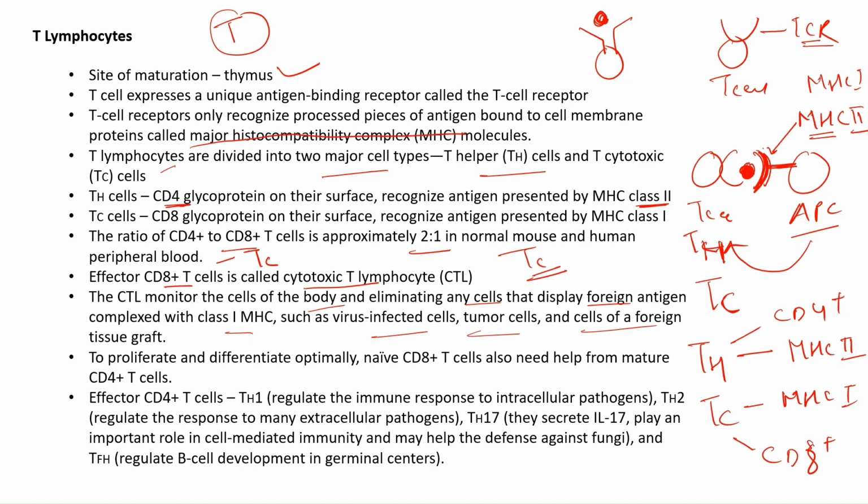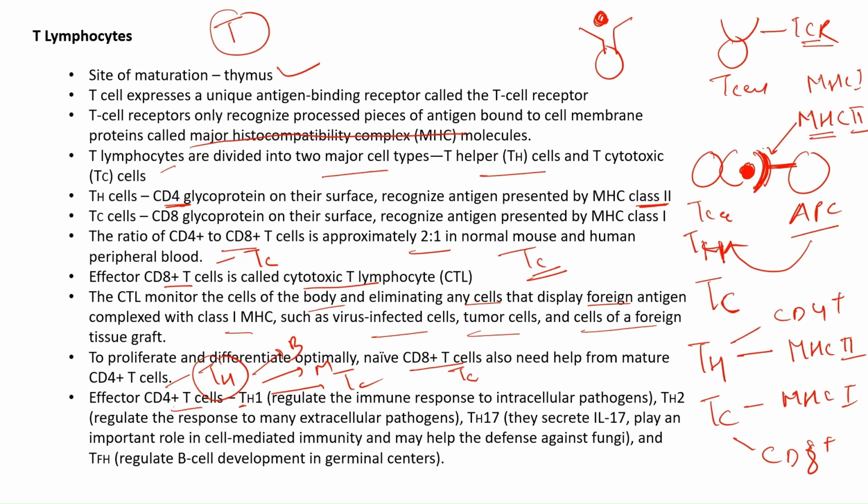To proliferate and differentiate optimally, this naive CD8 plus T cell, that means talking about TC cells, also needs help from mature CD4. In the last slide, I told you that CD4 means TH cell. TH cell means it is the helper cell. It will help B cells, macrophages, and TC cells also. Correct? So, these TC cells will bind with the antigen presented by MHC class 1. Along with that, they also need the help from TH cell, the effector CD4 plus T cell, that means TH.